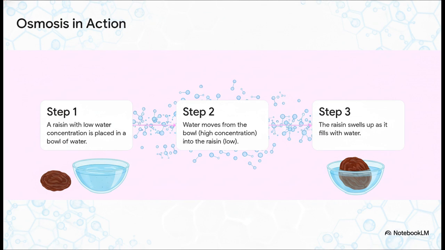You take a wrinkly old raisin and drop it in a bowl of water. The raisin doesn't have much water inside, but the bowl is full of it. So the water naturally moves from the bowl, where there's a lot of it, right through the raisin's skin into the raisin where there's less of it. And what happens? The raisin plumps right up. And get this, that exact same thing is happening in your cells right this very second.